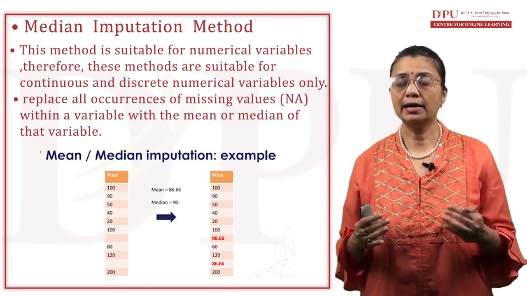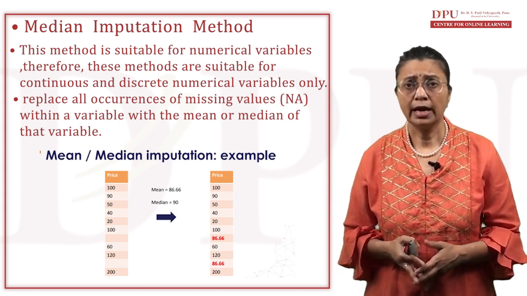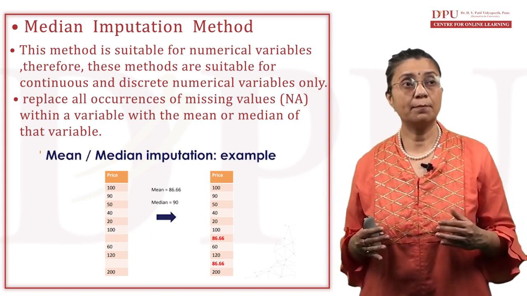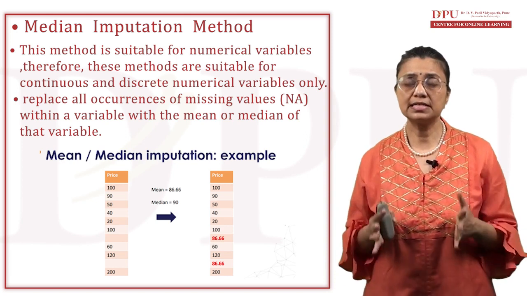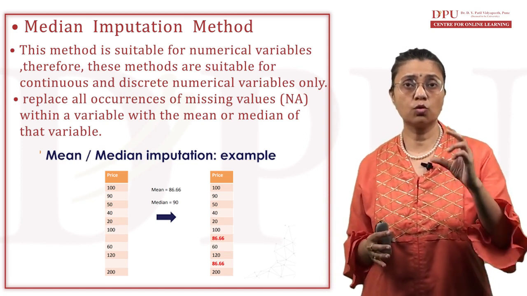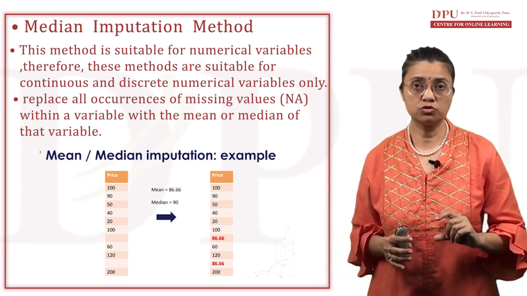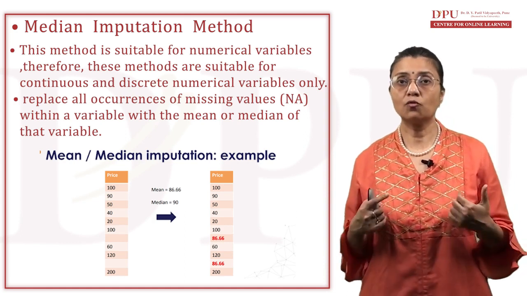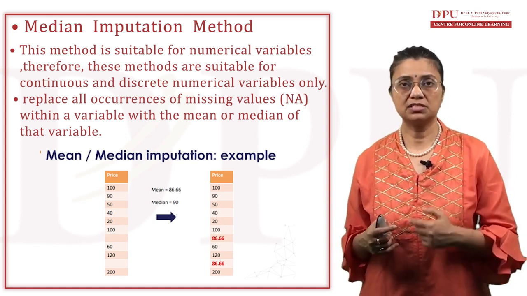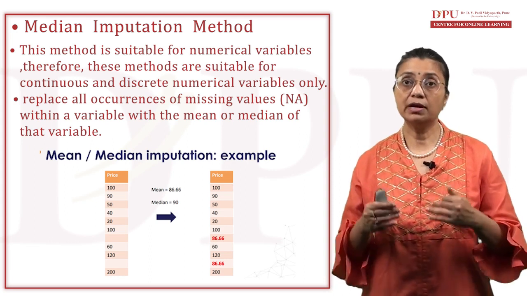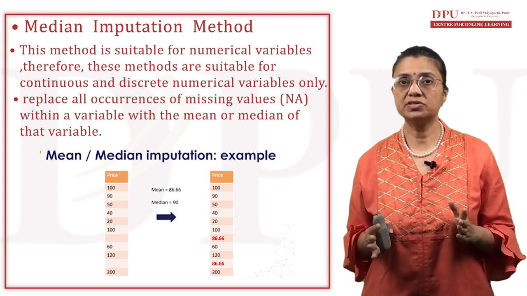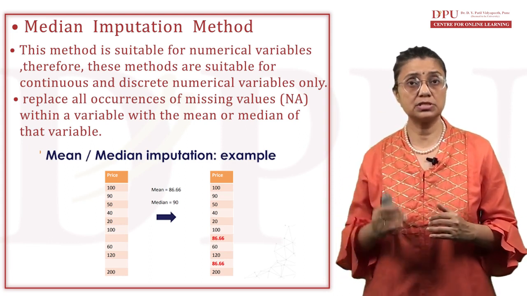For example, I am appearing in an examination and I have 8 subjects and I have appeared in 6 subjects. So in all the 6 subjects, I have scored marks and the average of those marks is, let's say, 65. So what I will do, for the 2 subjects in which I was absent, I will be awarded 65. So 65 is what? That is the mean marks of the rest of the 6 subjects.